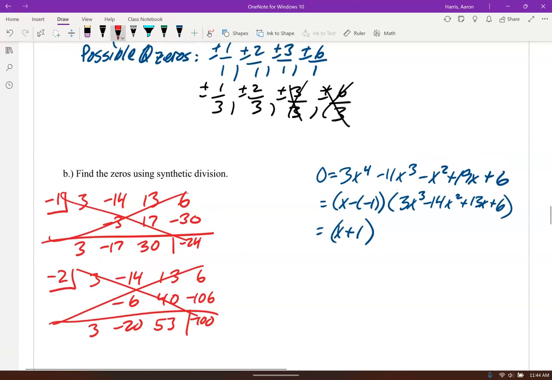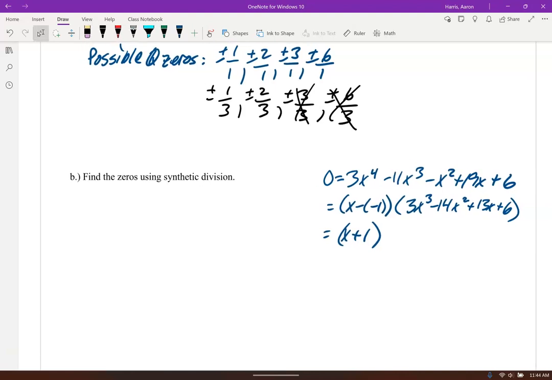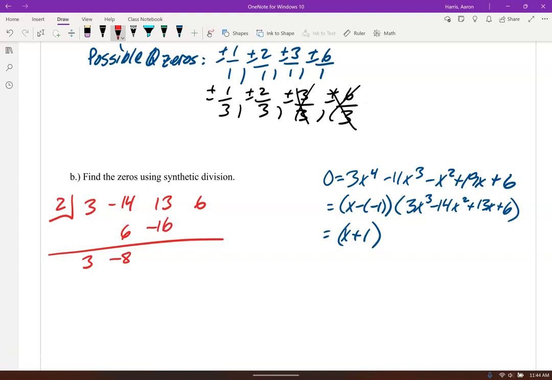Okay, so we've run through it. 1 didn't work. -1 worked. We used it. We factored it. -2 did not work. Now as we're breaking down the rest of it, because it's a third degree, since it's not a quadratic, I can't just factor it straight up. So -2 did not work. So now I'm moving on to +2 on my list. And let's try this one. Hey, there it is.